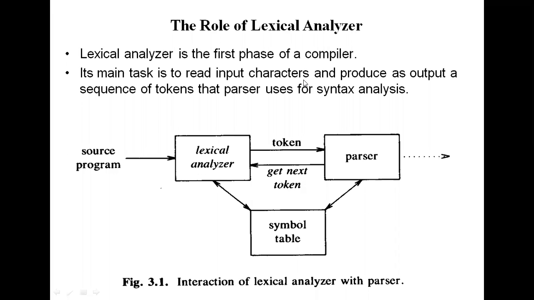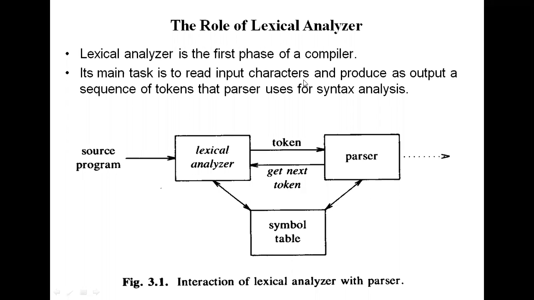The next function of the lexical analyzer is that it generates a symbol table. In the structure we have a representation with a symbol table, which is connected to both the lexical analyzer and the parser. It generates a symbol table which stores information about identifiers, constants, and whatever is encountered in the input. So it stores the information about the tokens. The next function is keeping track of line numbers.